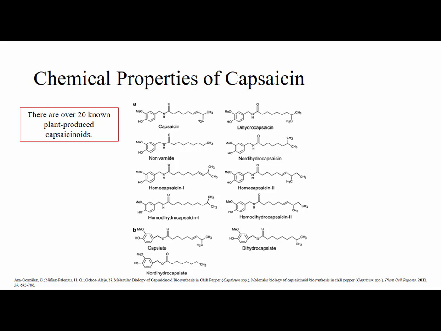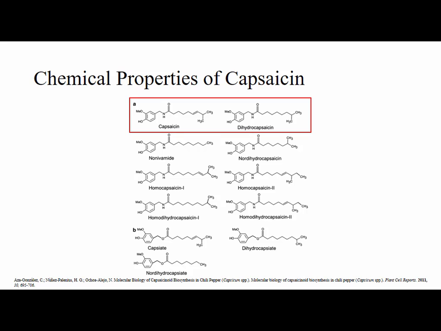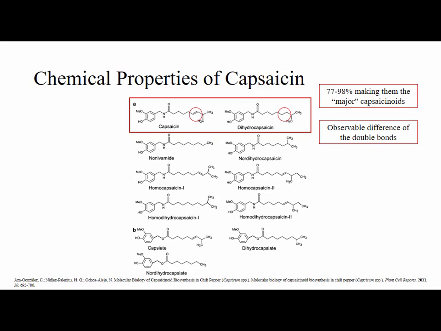All right, so there are over 20 known plant-produced capsaicinoids. But for this talk, I'm going to be focusing on capsaicin and dihydrocapsaicin. And the reason for that is they actually make up 77 to 98% of the capsaicinoids, making them the major capsaicinoids.